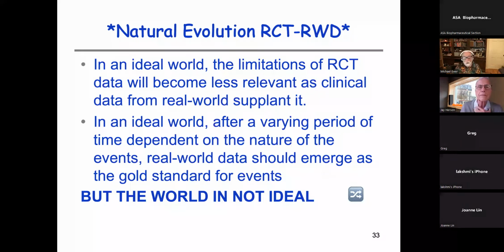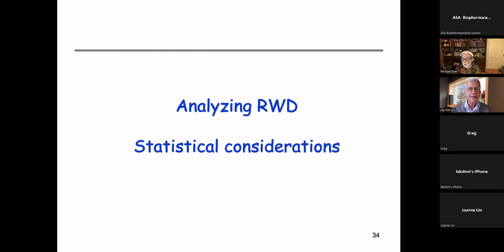In an ideal world, now let's take a deep breath here for just a second. In an ideal world, the limits of randomized controlled trial data would become less relevant as clinical data from real world supplemented. If the real world data were perfect, we might start with data from the randomized clinical trial, and that would evolve over time as we had really good real world data. And after a varying period of time, depending on the nature of the events, real world data should emerge as the gold standard. But ladies and gentlemen, we are not living in an ideal world when it comes to the surveillance of events in cancer patients and in other areas of medical care. And I turn it back to Jay.